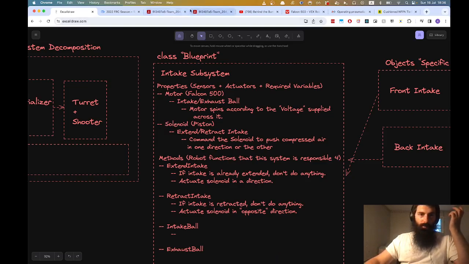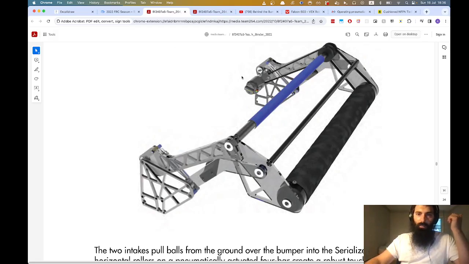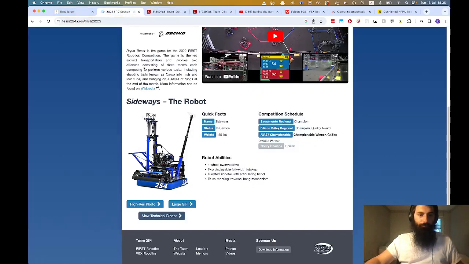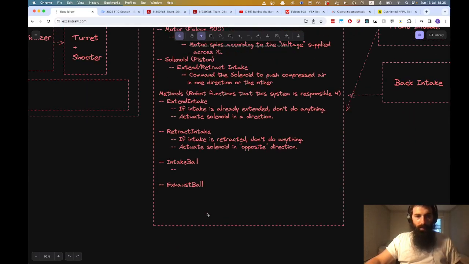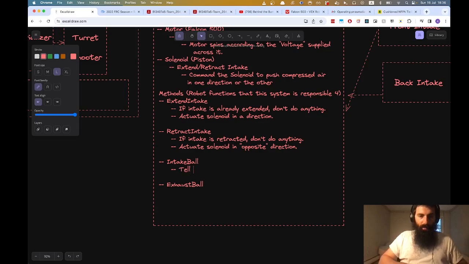So intaking the ball, if you remember, is we will tell the motor to spin in a certain direction, which actually intakes the ball. Okay. So how do we intake the ball? We tell the motor to spin, again, in a direction. We don't know if it's plus or minus. That we'll have to look into the documentation or maybe test it. Okay, so this is intaking the ball. We need to tell the motor to spin in a direction. And then the exhaust ball is tell the motor to spin in the opposite direction.